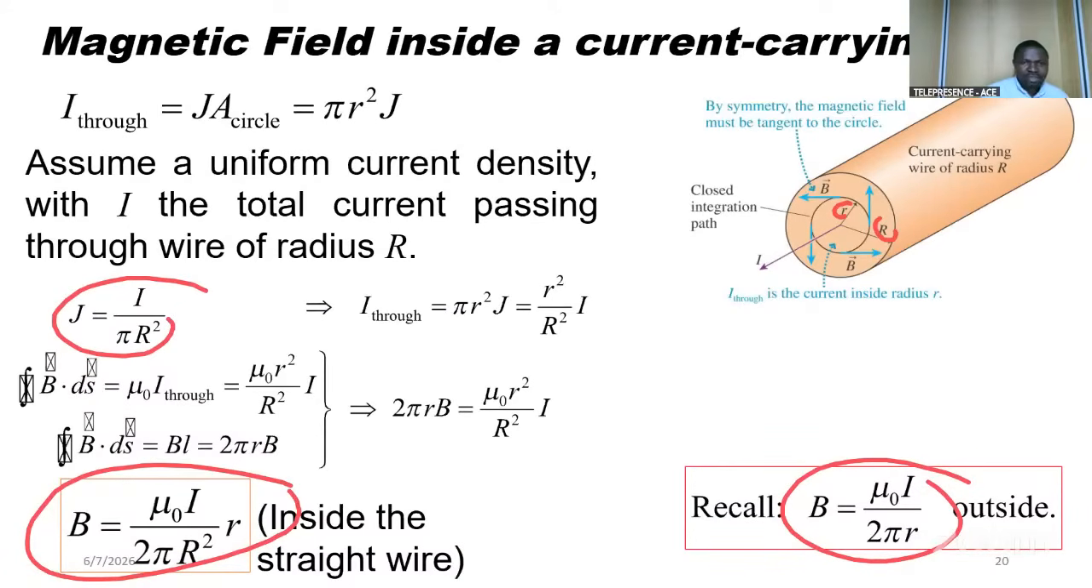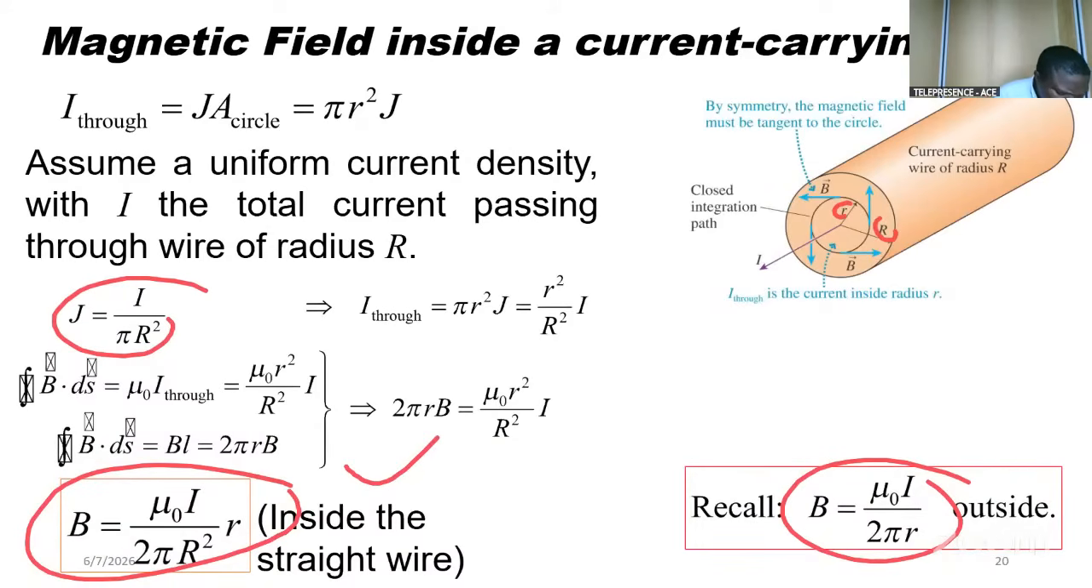So what we are saying here is this: if we want to determine the magnetic field inside a current carrying wire, this is what we are going to apply. Are you following? Take note of this. That is the magnetic field inside a current carrying wire.